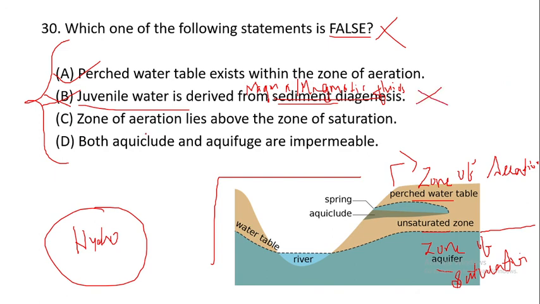And next is, zone of aeration lies above the zone of saturation. As we know, the zone of saturation is present at the bottom, so the top portion is the zone of aeration. This is also a correct statement. Both aquiclude and aquifuge are impermeable. That is also the right option. So option B is the answer. Juvenile water is derived from magma, not from sediment diagenesis. That is wrong, whereas juvenile water is derived from magma or magmatic fluids. Okay.